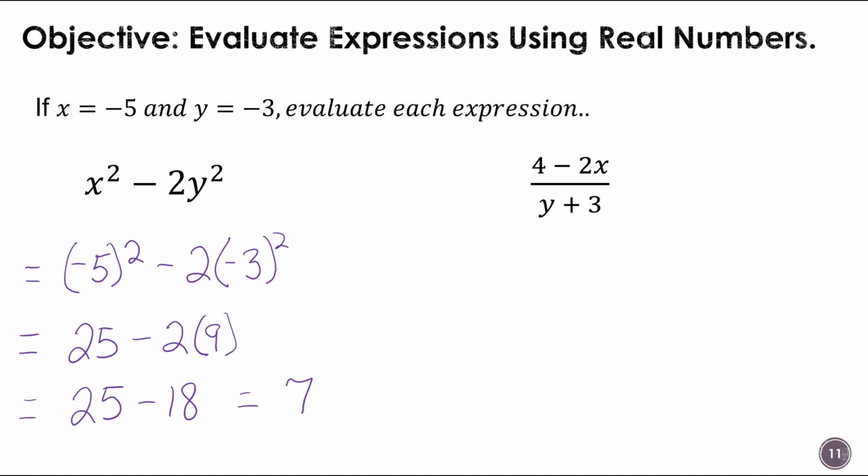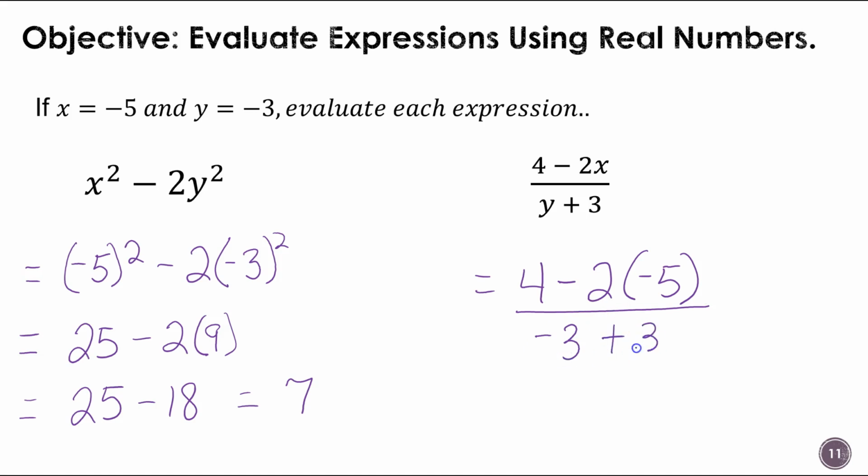Next example. So I'm going to replace this x with negative 5. I'm going to replace the y with negative 3 plus 3. Now here's what happens with this one. I'm going to have 14, negative 2 times negative 5 is 10. But in the denominator, I get a 0. So 14 over 0 is, let me write that again, undefined.